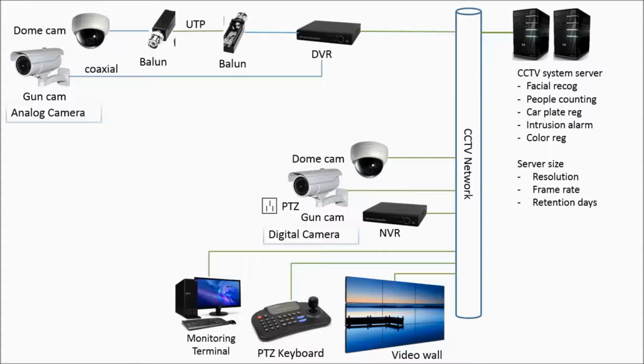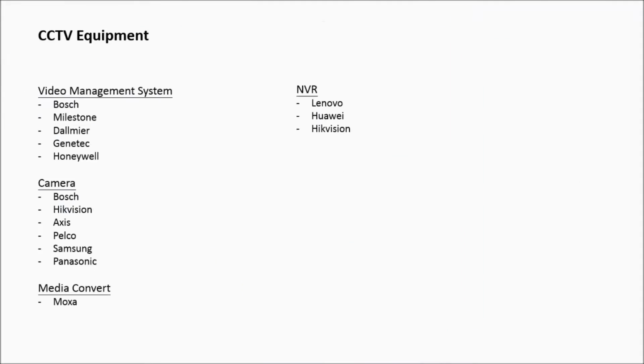The server size actually depends on several parameters, including the video resolution, the frame rate, and the retention days. For video management system brands, we have, for example, Bosch, Milestone, or Dallmeier. Dallmeier usually targets casino CCTV, or we have Genetec and Honeywell. For camera brands, there are Bosch, Axis, Pelco, Samsung, or Hikvision. Usually the camera brands have their own network video recorder, and there are some other brands that do network video recorders as well, for example, like Lenovo and Huawei.